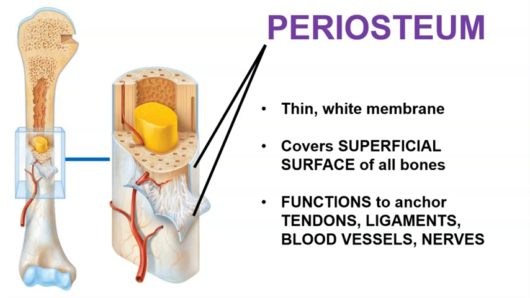Returning to the exterior of bone tissue, we see that bones possess a connective tissue covering over them that's called the periosteum. The periosteum is a thin, white-colored membrane that covers the superficial surface of all of the bones, not just the long bones that are shown in this example here. The only thing it does not cover are the surfaces of the joints that unite the bones. The periosteum primarily contains a lot of dense, irregular connective tissue, which provides a nice solid anchoring point for things like tendons, ligaments, blood vessels, and nerves.